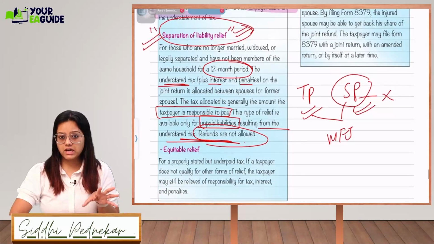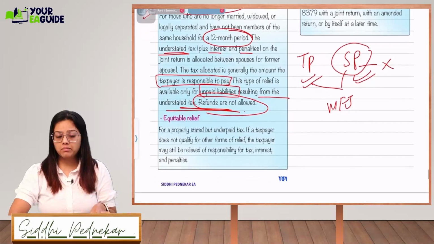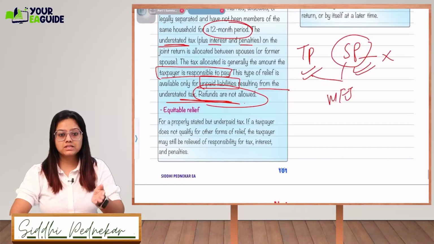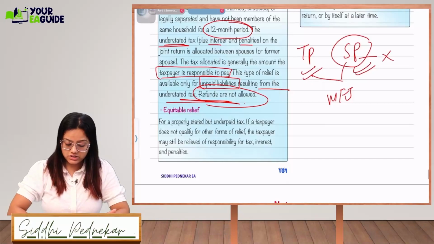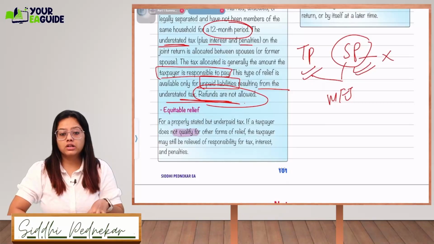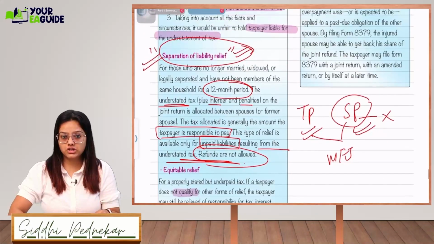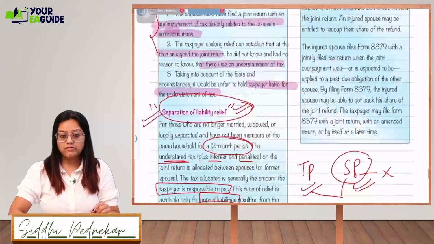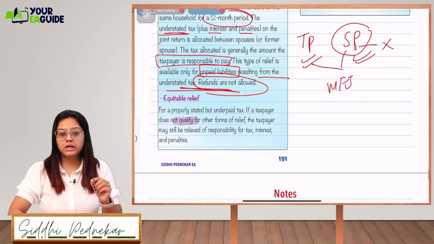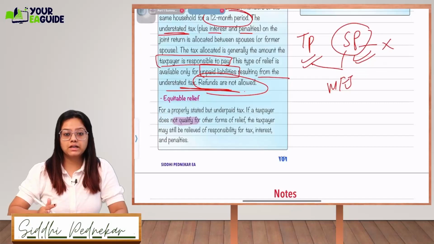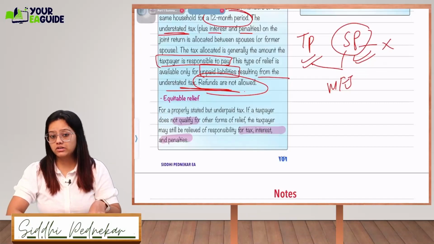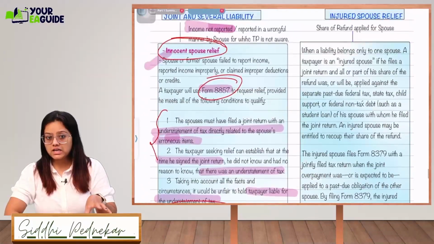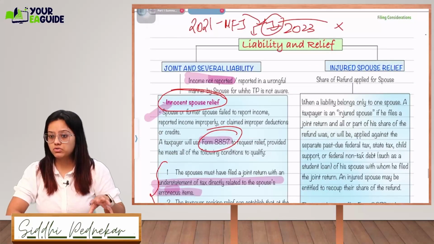I hope everyone is understanding this. Okay, equitable relief is nothing but for properly stated but underpaid taxes. If a taxpayer does not qualify for other form of relief, means either she is not qualified for this and for this, then she can go for equitable relief. The taxpayer must still be relieved of responsibility of tax, interest and penalties. So these are the three main categories under the conditions of innocent spouse relief.